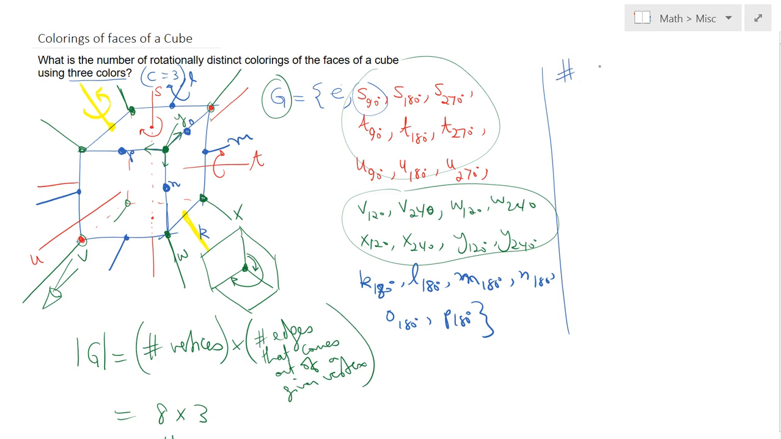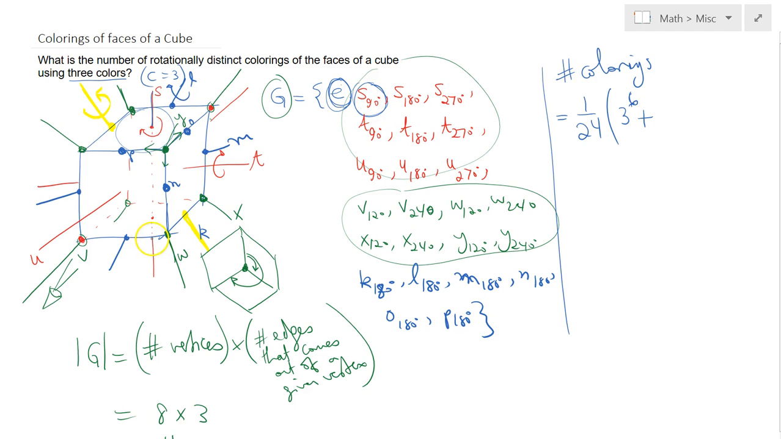So the number of colorings would simply be equal to, we have 24 symmetries, so 1 over 24, open parentheses. The fix of the identity: each face will remain the same, and for each face there are 3 different ways to color it, so we will have 3 to the 6th, plus. And by the way, this example is also listed on Wikipedia, so you can check that as well. Okay, so let's consider S 90 degrees.